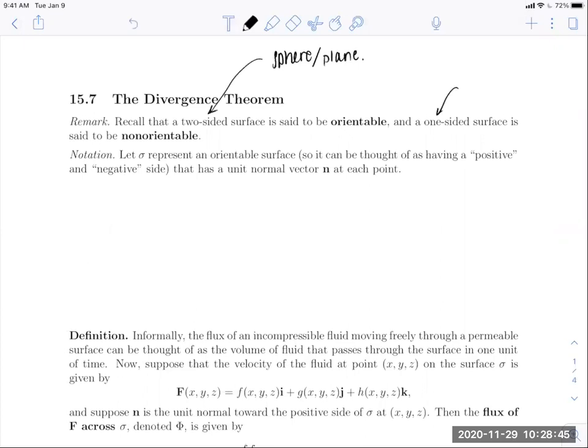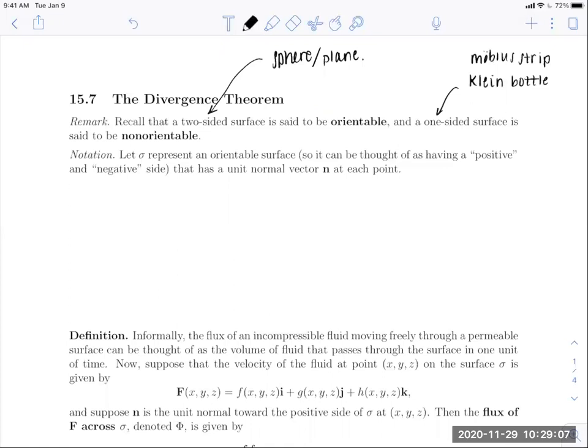One-sided surfaces are less common. The one we talked about in the previous section was the Mobius strip. Another common example is the Klein bottle. All right, so we're going to focus on strictly orientable surfaces.